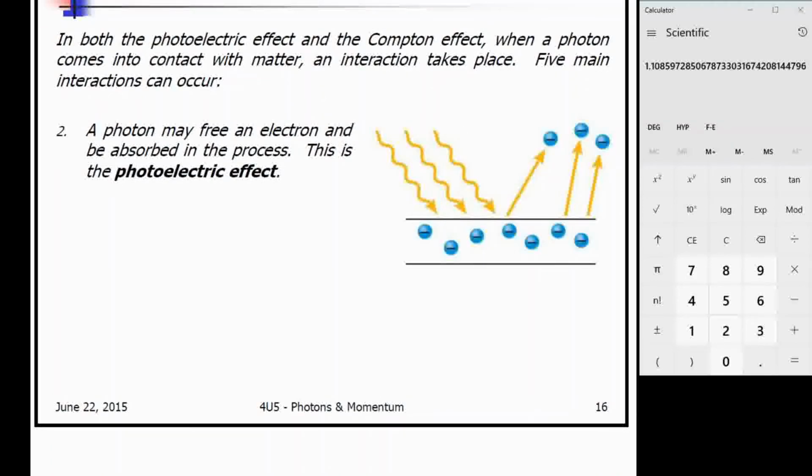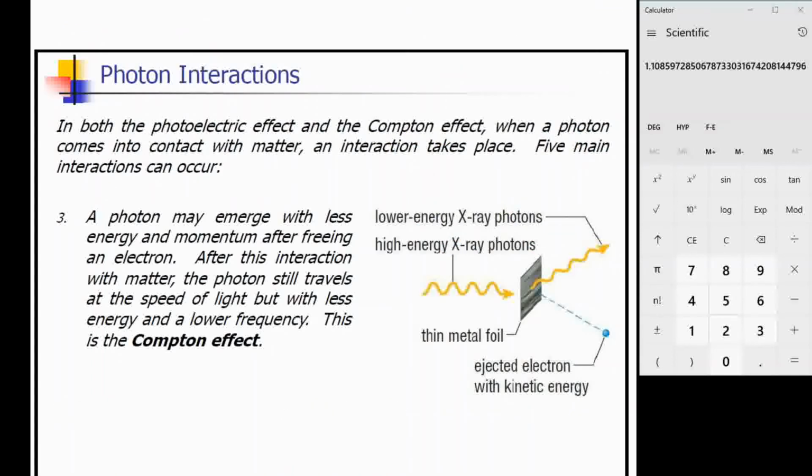This is when a photon interacts with an electron that's attached to a metal, for example, and the electron is ejected and becomes a photoelectron. So this is another photon interaction, the photoelectric effect, when an electron is freed by a photon. The photon gets absorbed by the electron, and its energy moves to the electron and frees it.